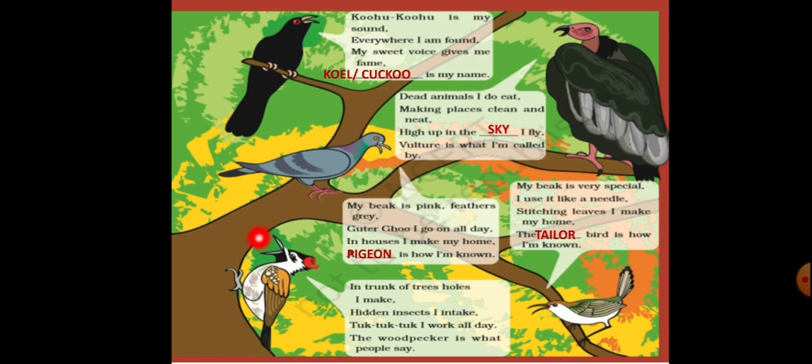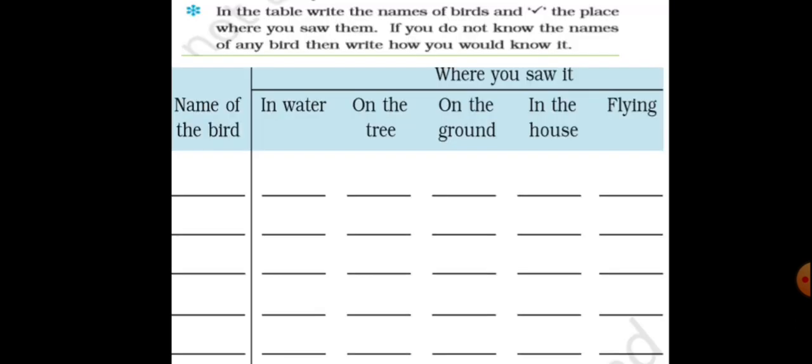It makes holes in the tree, and its nest is also in the hole of the tree, and it eats the small insects which are found on the trunk of the tree. So all these birds are so very different and so very special.